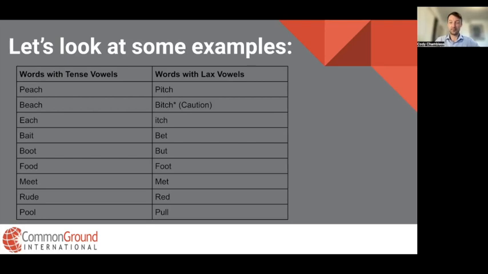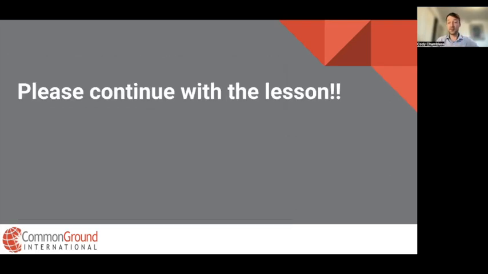Bait, bet. Boot, butt. Food, foot. Meet, met. Rude, red. Pool, pull. So those are some examples of some tense and lax words.